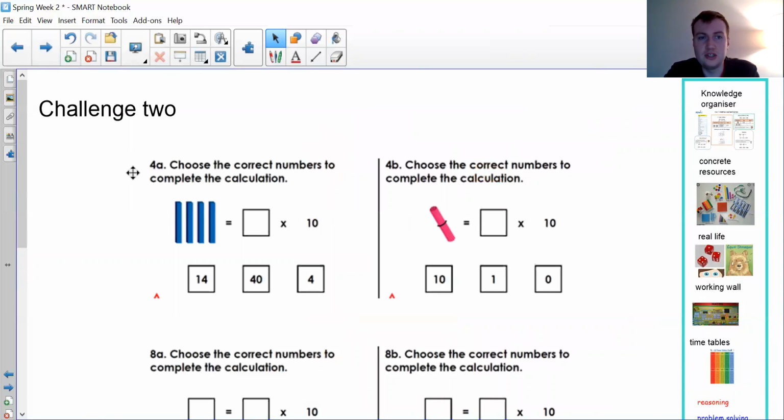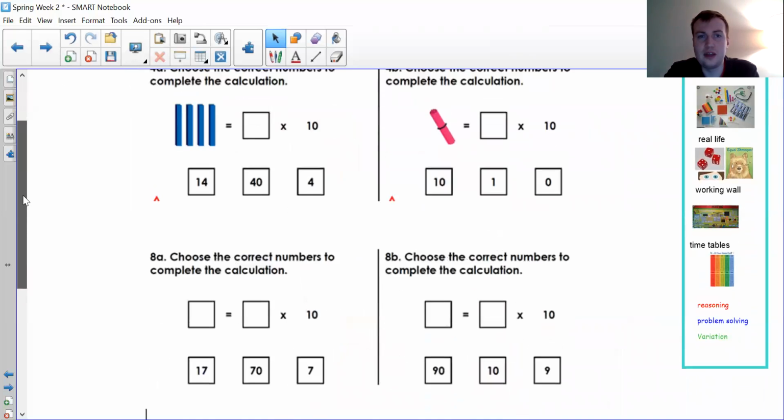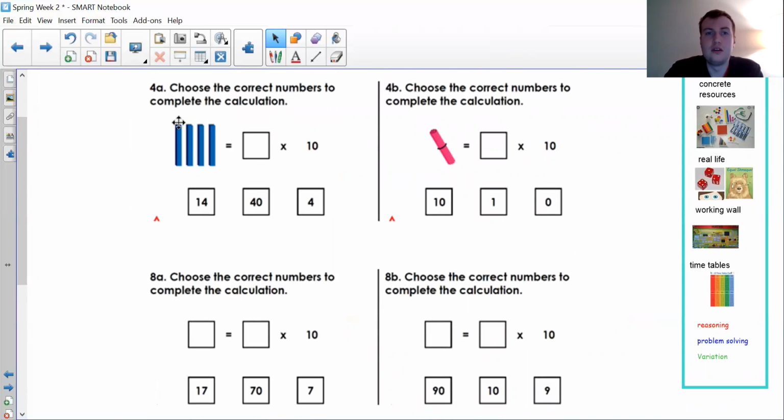Right. This is challenge 2. Getting into slightly trickier stuff now. You need to choose which number will go into each box. And down here, there's 2 numbers, okay? So you got this answer equals something times 10. Got this answer equals something times 10. Down here, you have 2 blanks. And you've got the cards underneath to pick which number should go in. All right, so pause the video. Have a go at those challenges. Slightly trickier, these ones.